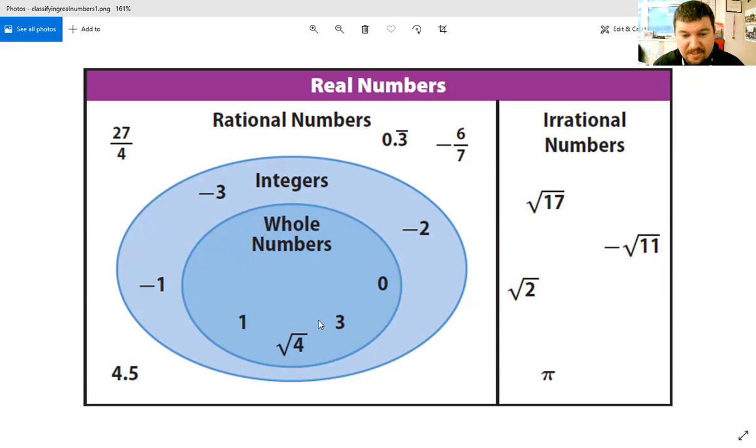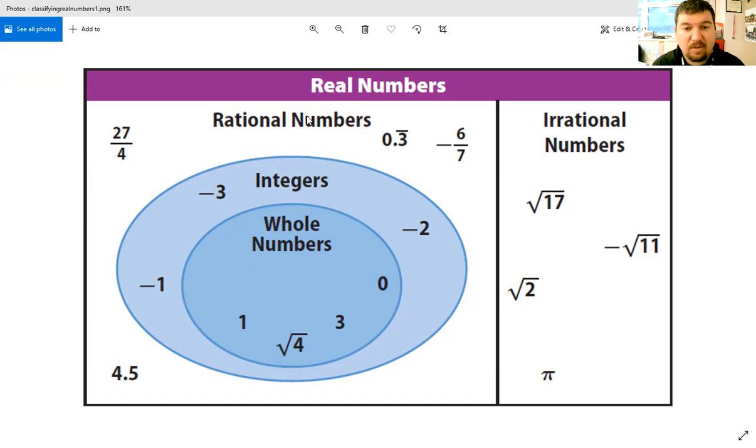Okay. Now the interesting one down here, I don't know if you can see this, square root of 4. Remember, when you square root a number, we're thinking what number squared gives me this number. So what number squared gives us 4? It's 2 squared. So my square root of 4 would just be 2. And so because square root of 4 equals 2, I would classify it as a whole number. I'd also classify it as an integer because a positive counting number is still an integer.